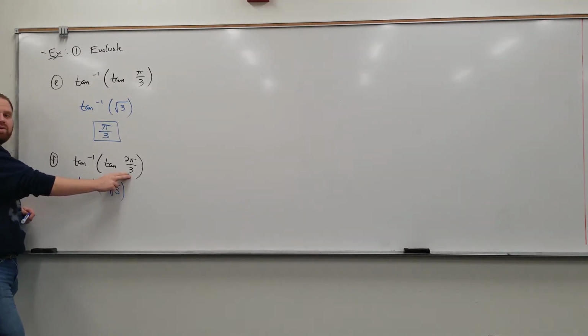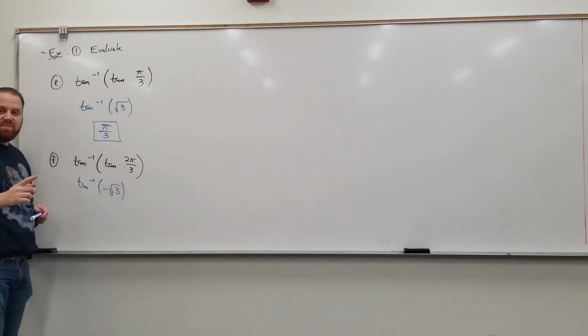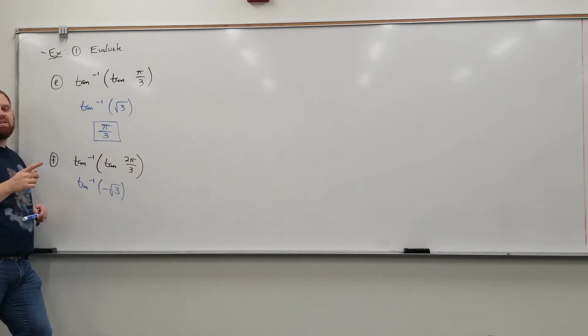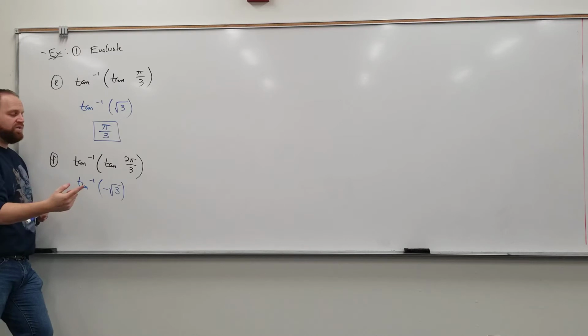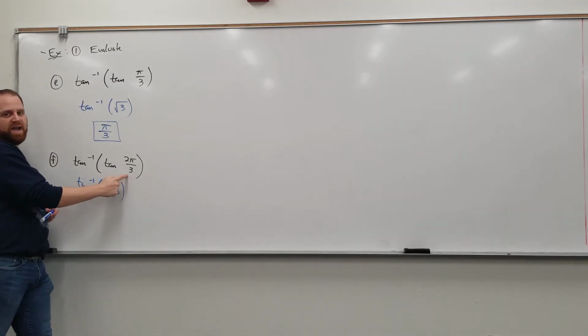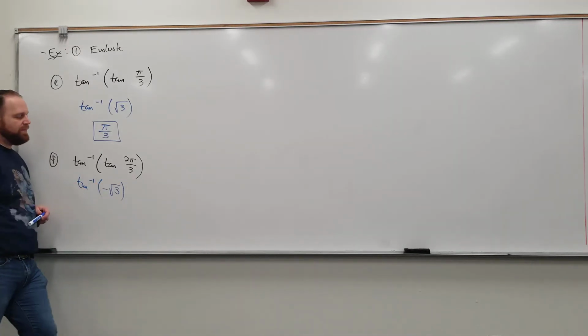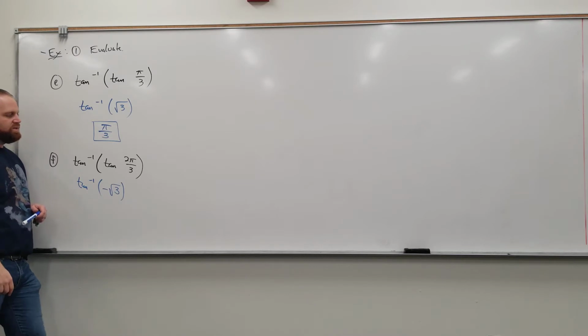Of course, 2 pi over 3 would do the trick, except that our angle has to live between negative pi over 2 and pi over 2, and this is bigger than pi over 2. So this one's not going to work. In fact, we need to be in quadrant 4.